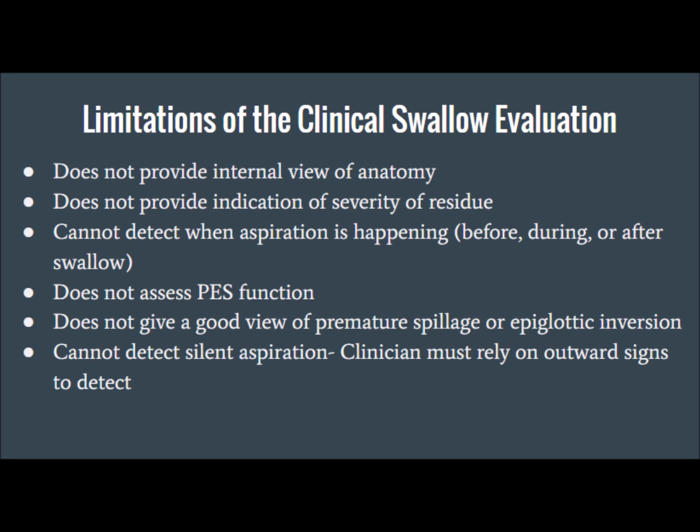Some limitations of the clinical swallow evaluation are: it does not provide internal view of anatomy, does not provide indication of severity of residue, it cannot detect when aspiration is happening and whether it is occurring before, during, or after the swallow, it does not assess PES function, it does not give a good view of premature spillage or epiglottic inversion, and it cannot detect silent aspiration. The clinician must rely on outward signs to detect silent aspiration.